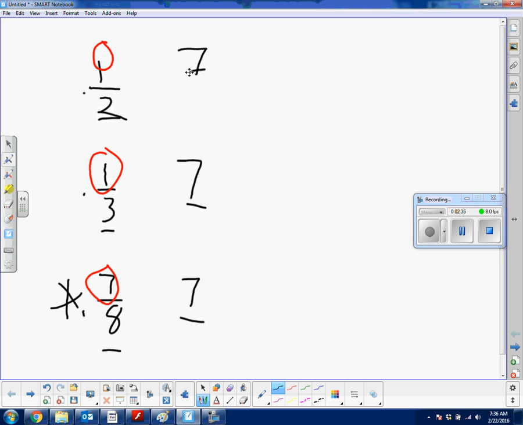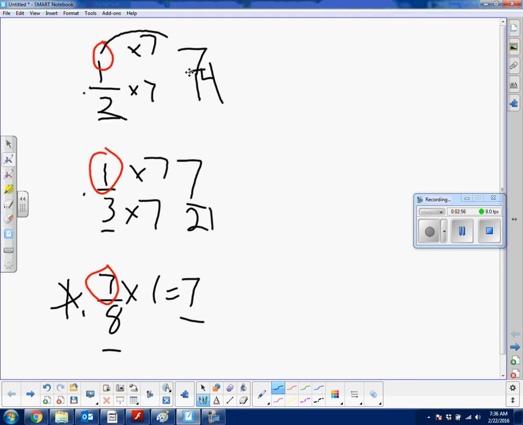So now we've got to think to ourselves, how did we get from here to here? Well, we multiplied by 7. So down here we have to multiply by 7 as well. This is going to get us 14. Here we multiplied by 7, so we have to multiply by 7 down here, and that gets us 21. And finally, we multiplied by 1 to get here, so we have to multiply by 1 here, and that gets us 7/8. So now we have all the same numerator.